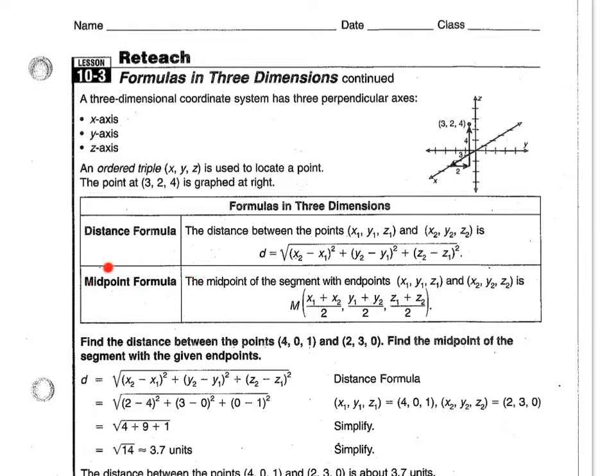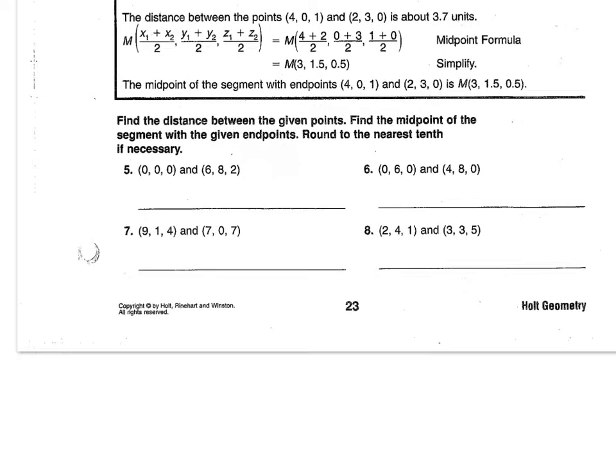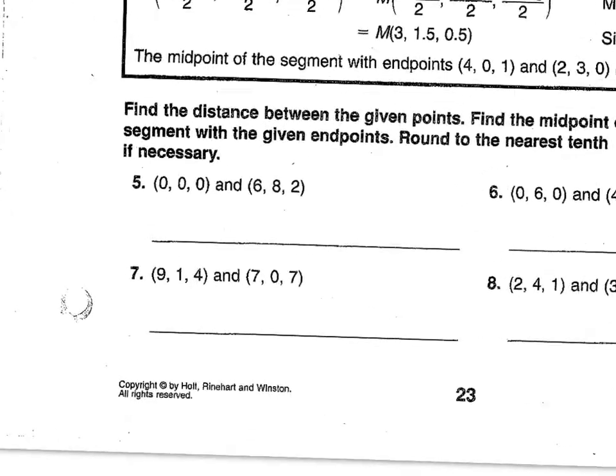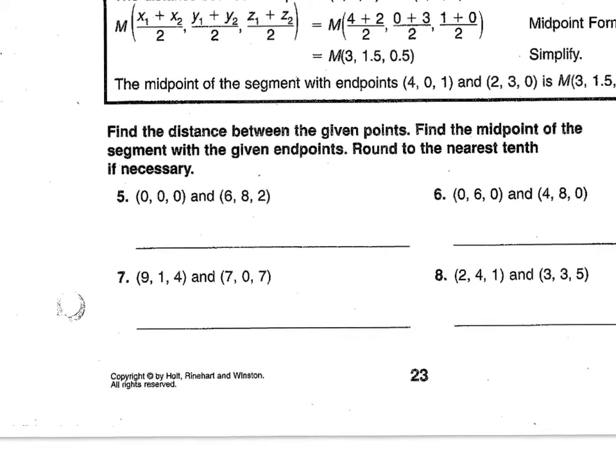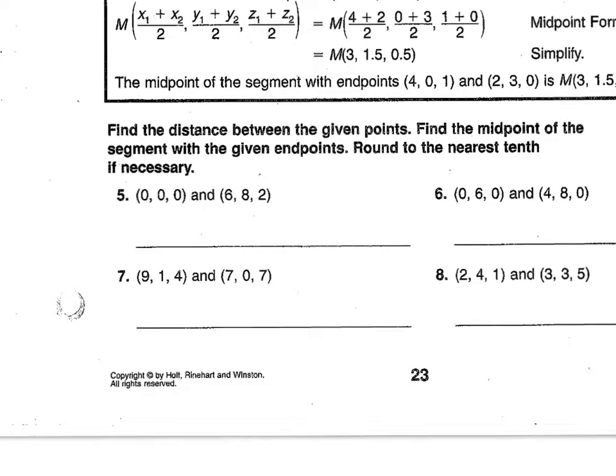And we're also going to use the midpoint formula. The midpoint of a segment with endpoints is the same thing as the midpoint when you have two coordinate axes. We're just adding one more, so just comma z sub 1 plus z sub 2 divided by 2. Okay, so in problem number 1, it says find the distance between the given points and also find the midpoint of the segment with the given endpoints. Round to the nearest hundredth.